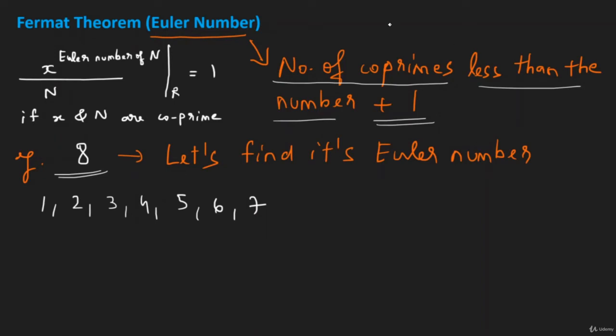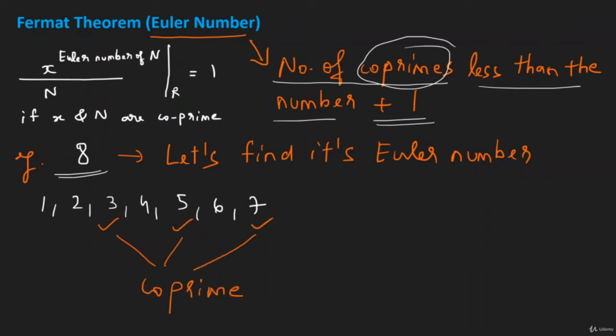Out of these, which are the numbers that are co-prime with 8? You can see that 3, 5 and 7 are co-prime with 8, right? Because in the case of 2, 2 is a factor of 2 and 8, so 2 is not co-prime. In the case of 4, 2 and 4 are common factors, so 4 is not co-prime with 8, and 6 is also not co-prime with 8 because 2 is a common factor of 6 and 8, right? But 3, 5 and 7 are co-prime with 8 because the only common factor that these numbers have with 8 is 1, right?